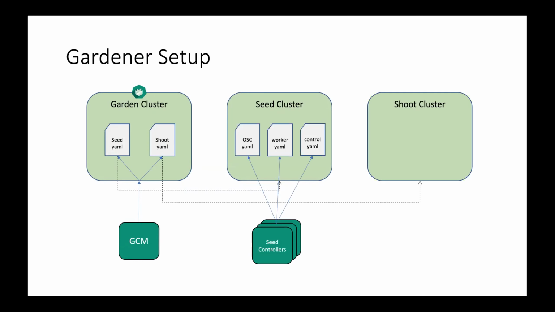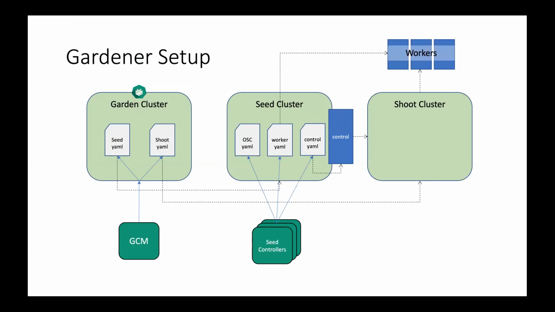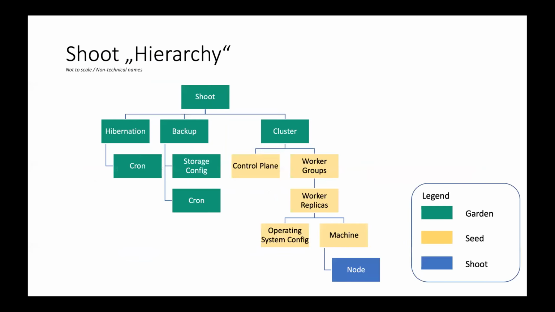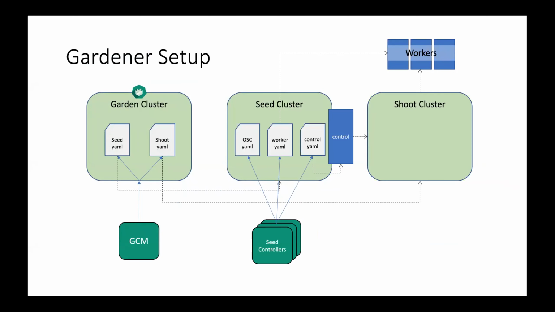And those resources are being operated upon by seed controllers. Those are then the real controllers that have to be somehow brought into the seed cluster. And those controllers will then in the end ensure that there is a control plane, that there are workers for the shoot, so that the shoot can be created. To sum up, extensibility is about having those resources in the seed cluster that represent parts of the shoot, and having those controllers that can act upon these resources.